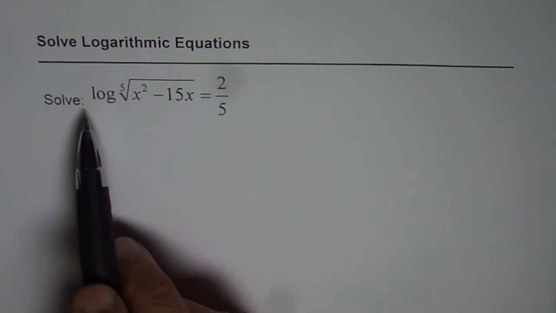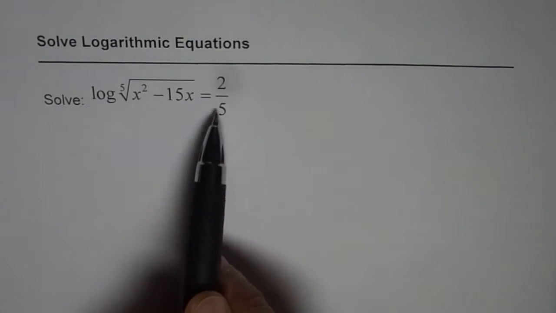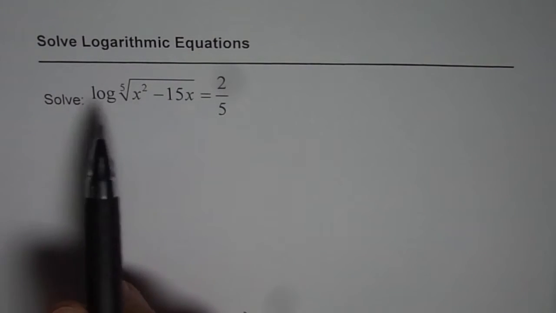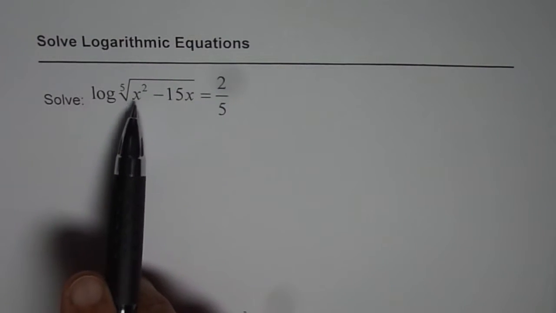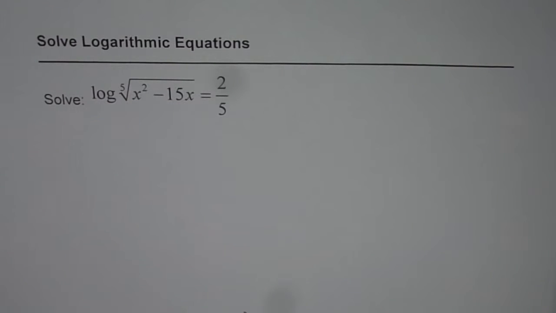The question is: log of the fifth root of x squared minus 15x is equal to 2 over 5. We need to solve it, meaning find the value of x so that the left side is equal to the right side. You can pause the video, solve the question, and then check with my solution.